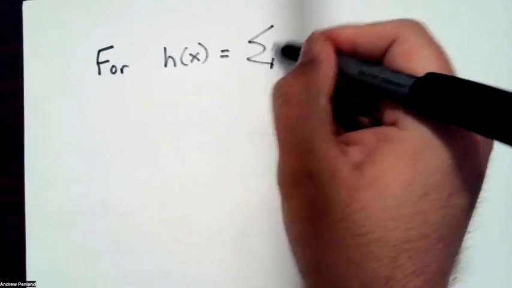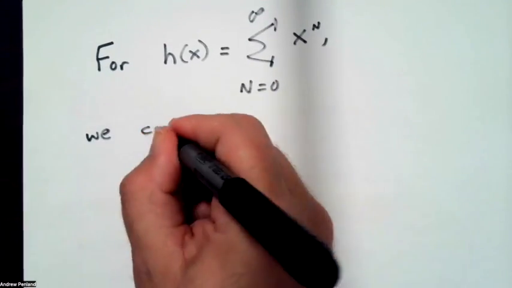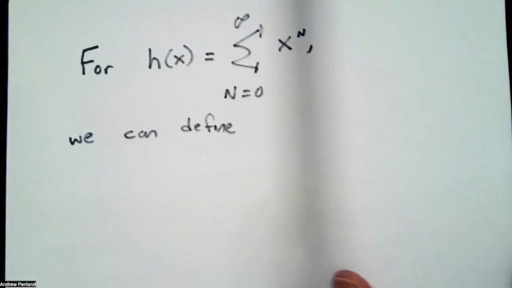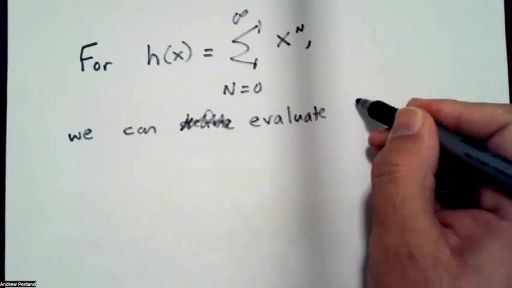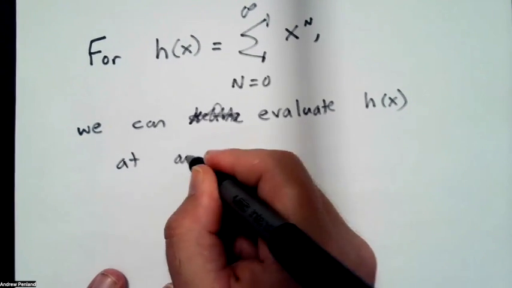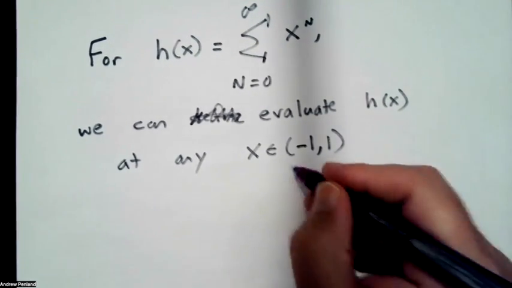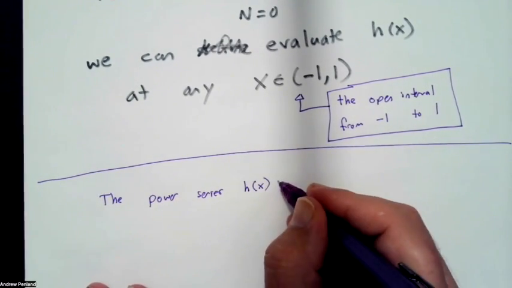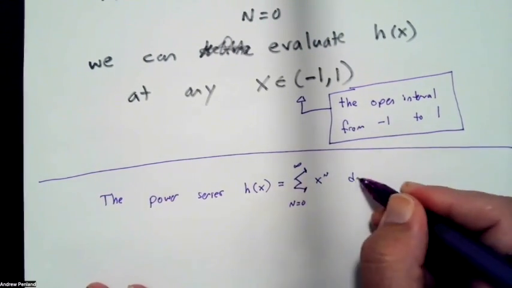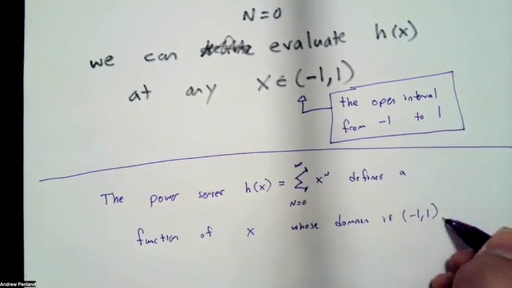So for this sum, h of x equals the sum from n equals 0 to infinity of x to the n, we can evaluate h of x at any x that's in the open interval from negative 1 to 1, where the endpoints are not included. In other words, this power series defines a function of x whose domain goes from negative 1 to 1.